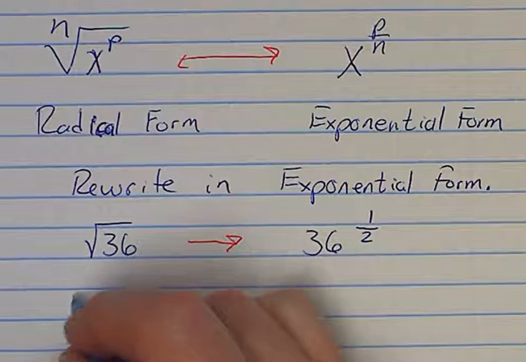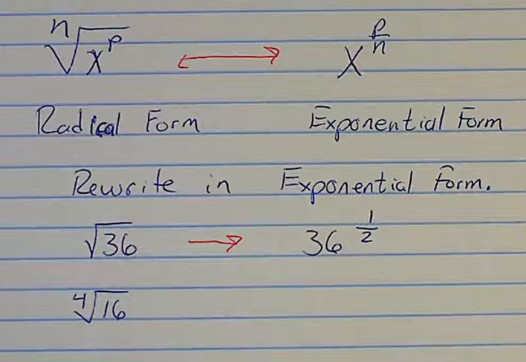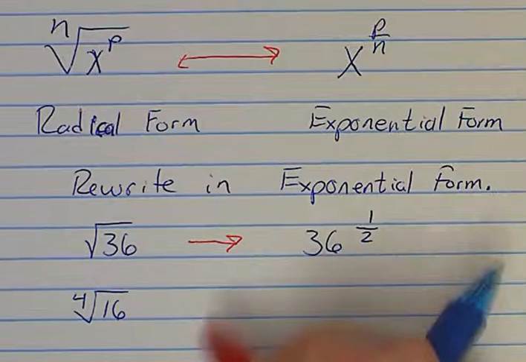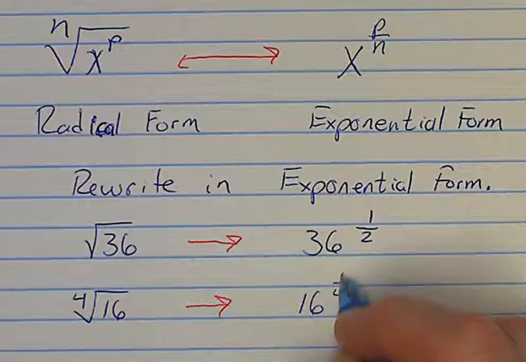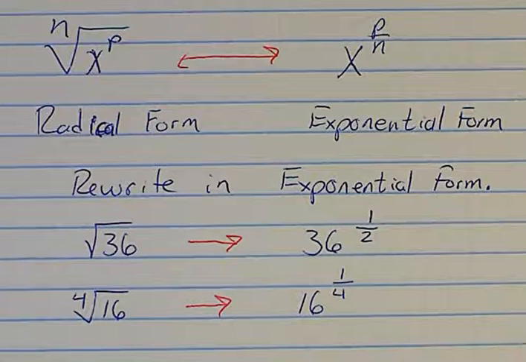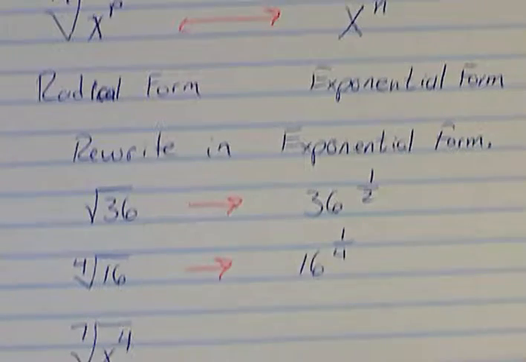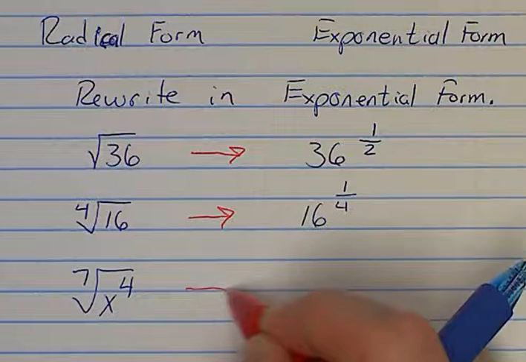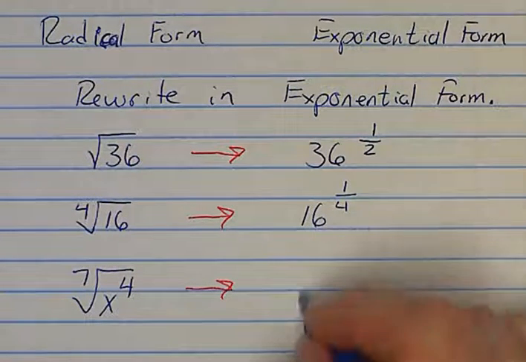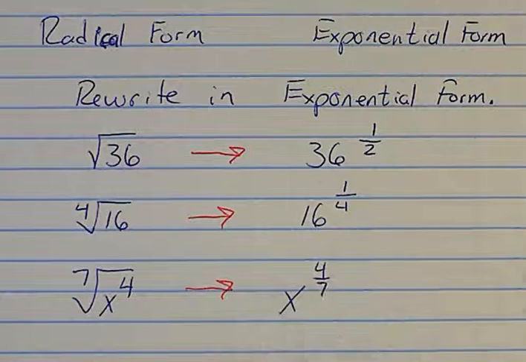If this was the 4th root of 16, that's going to be 16. Your 4 is going to be your denominator. Again, if there's not a power there, we'll just put it as 1. And if we had the 7th root of x to the 4th, again, they're just asking us to rewrite it, not simplify or anything else with it. That would be x to the 4 divided by 7.